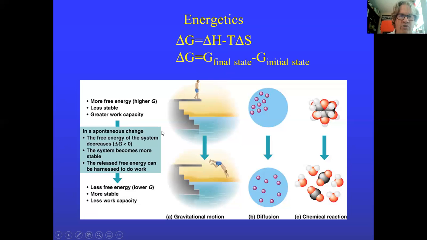All right, here are examples. You can look at these if you want. Someone going off a diving board, using gravitational energy, converting that into kinetic energy, and then hitting the water. And of course, their free energy state when they hit the water is lower than it was when they jumped off the diving board. A lot of their energy is lost. The kinetic energy is lost as heat in the water when they strike it.